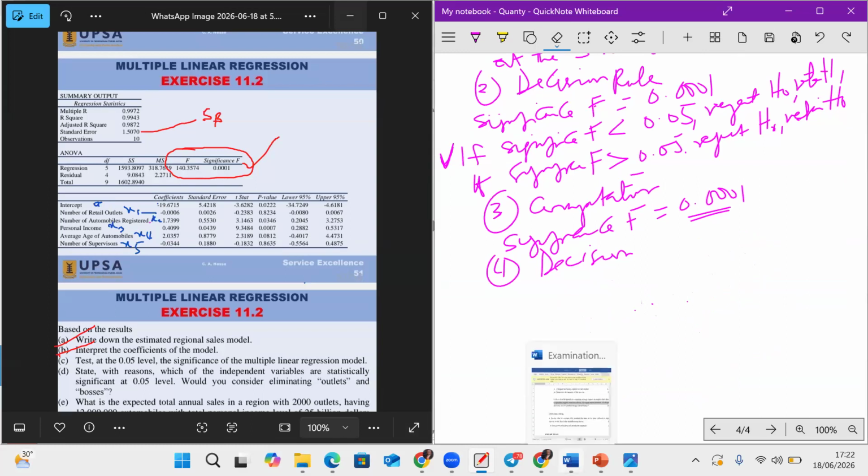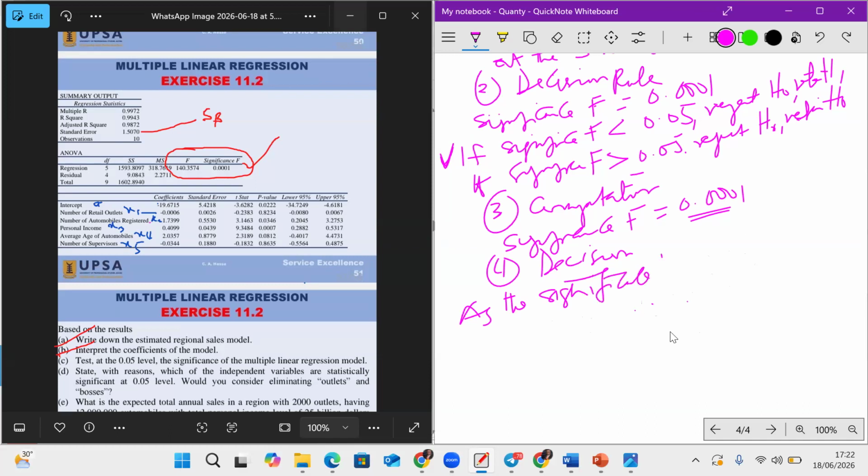If you go and use the table, the tabular one, you have to go and use the formula, but this is okay. So for the decision, just like the first one, I'm recopying what the decision rule is. As the significance F is less than 0.05, what do we do? Reject H0 and retain H1. What is the conclusion?